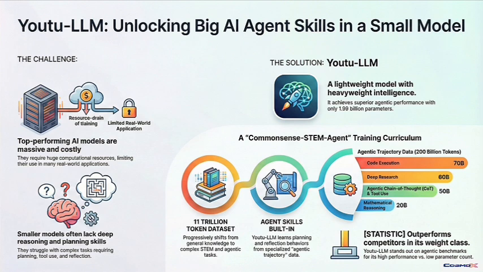We're getting into the technical report for Youtu-LLM from Tencent Youtu Lab. It's tiny, right? Exceptionally small, just 1.96 billion parameters, but it's built from the ground up to be a powerful agent. The real story here is they didn't just distill a bigger model. They systematically taught this small model how to plan and reason.